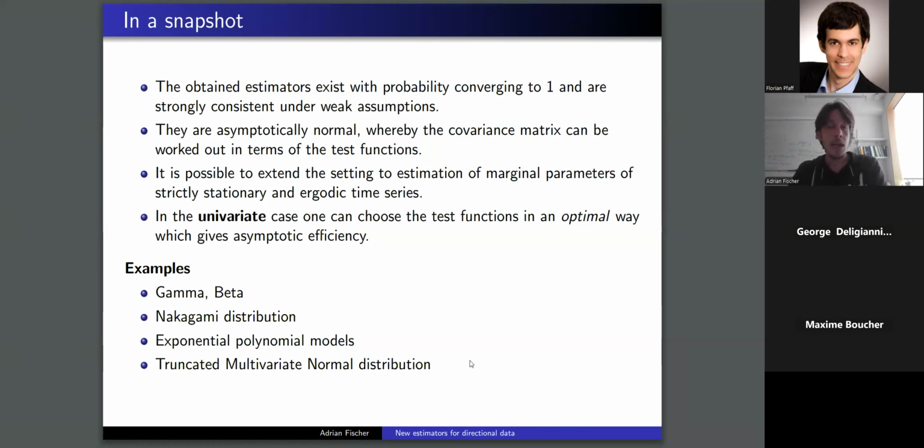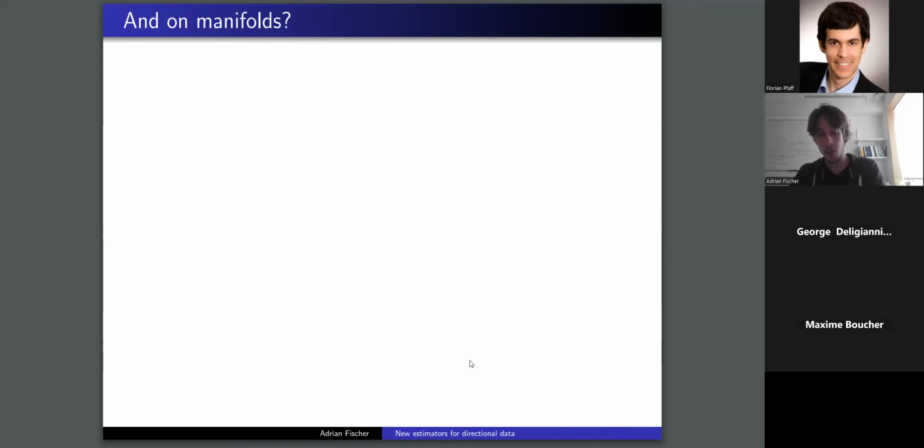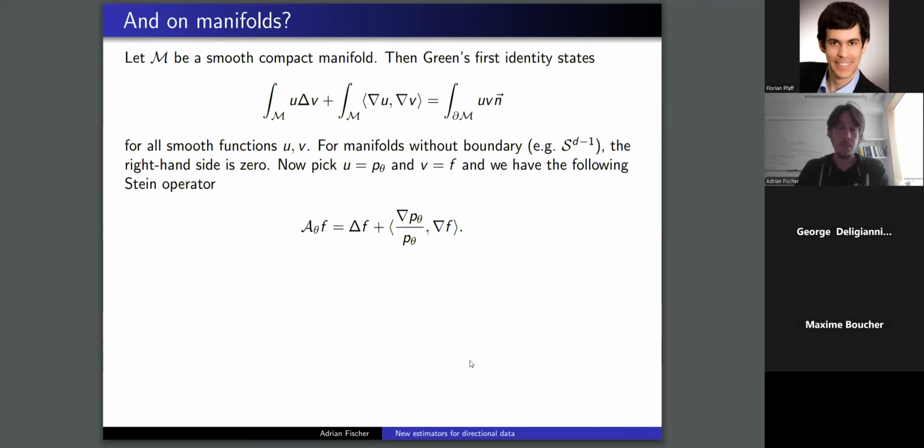But today we want to focus rather on data on manifolds. So how does that work on manifolds? Regarding the Stein operator, it works as follows. Let M be a smooth compact manifold. And then this here is just Green's identity. Here we have the Laplace-Beltrami operator, the gradient on the manifold, and the Riemannian metric. And U and V are just smooth functions on M. And one knows that for a manifold without boundary, for example the sphere, this right-hand side will just be 0, will just disappear.